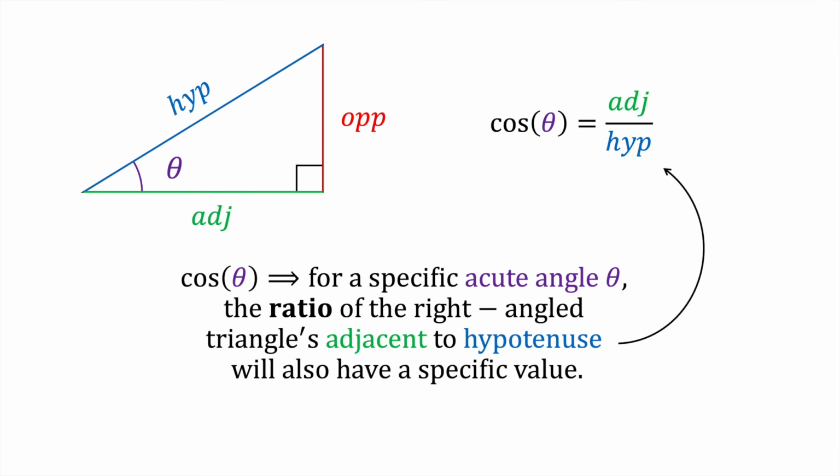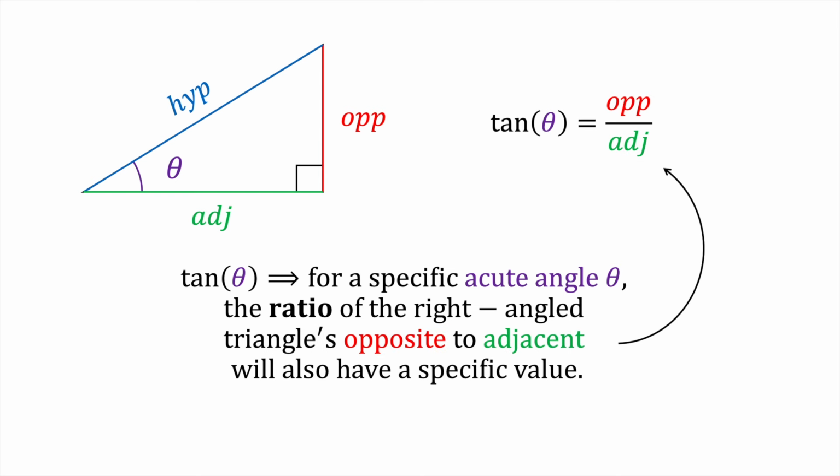The cosine ratio states that for any specific acute angle theta, the ratio of a right-angled triangle's adjacent to hypotenuse will also have a specific value which is calculated by adjacent divided by hypotenuse. When you see cosine, think adjacent divided by hypotenuse. Or conversely, when you see adjacent and hypotenuse, think cosine.